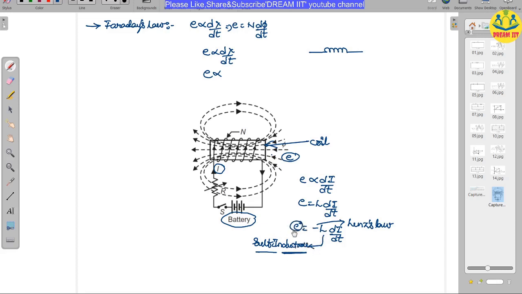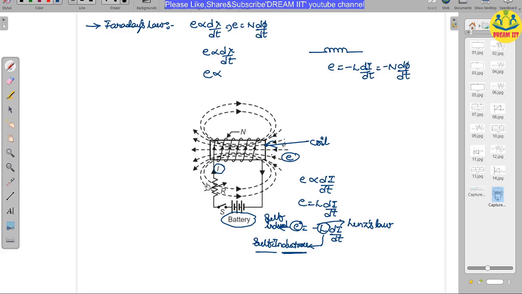So here it is, this is called the self-induced EMF. Self-induced EMF, and this element is called the self-inductance. So from this we can write the induced EMF as minus L into di by dt, or minus N into d phi by dt. That is what we can write from Faraday's laws.